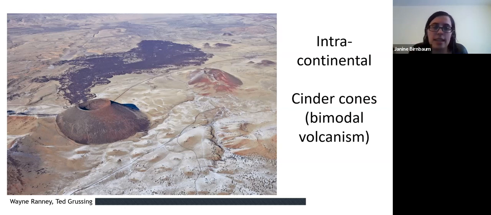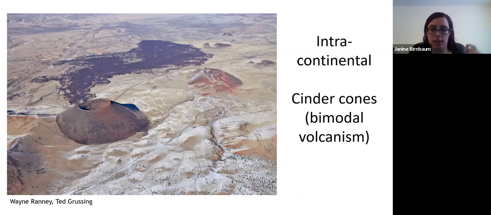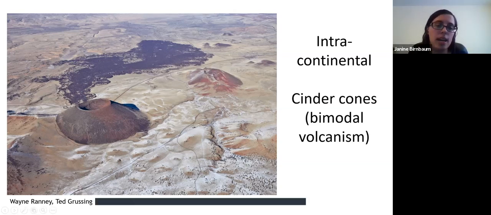So we get these areas where we get distributed volcanism. So one little eruption here and there. And these are what we call cinder cone eruptions because they're made up of little tiny pieces of rock. They're not as small as ash usually, they're a little bit bigger. You might call them cinders, and they form this nice cone shape. And sometimes these fields are also a place for bimodal volcanism. So two kinds of volcanism happening together.